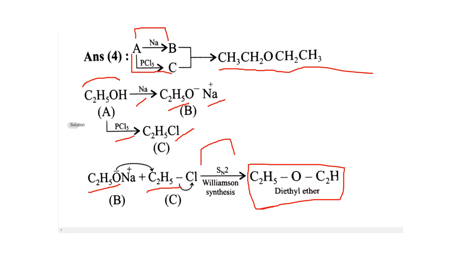So our A compound will be ethanol, which is C2H5OH, B would be C2H5O-Na+, and C would be C2H5Cl. So answer 4 will be the correct answer.